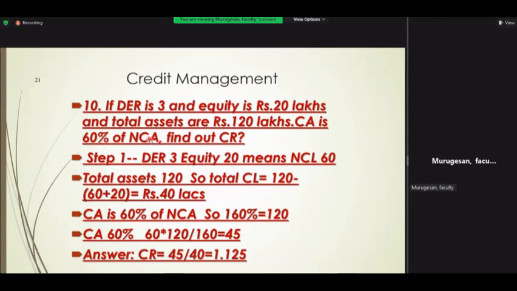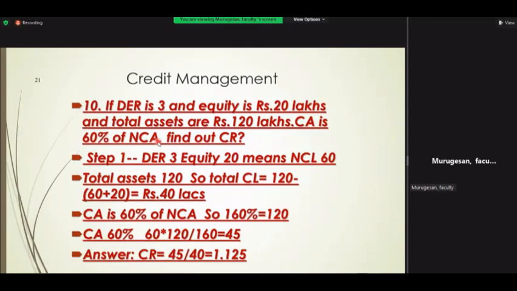NCA is 100, so current assets are 60. What is the ratio? 100 is to 60. The ratio is 5 is to 3. Agreed, madam? 100 is to 60, what is the ratio? 5 is to 3.